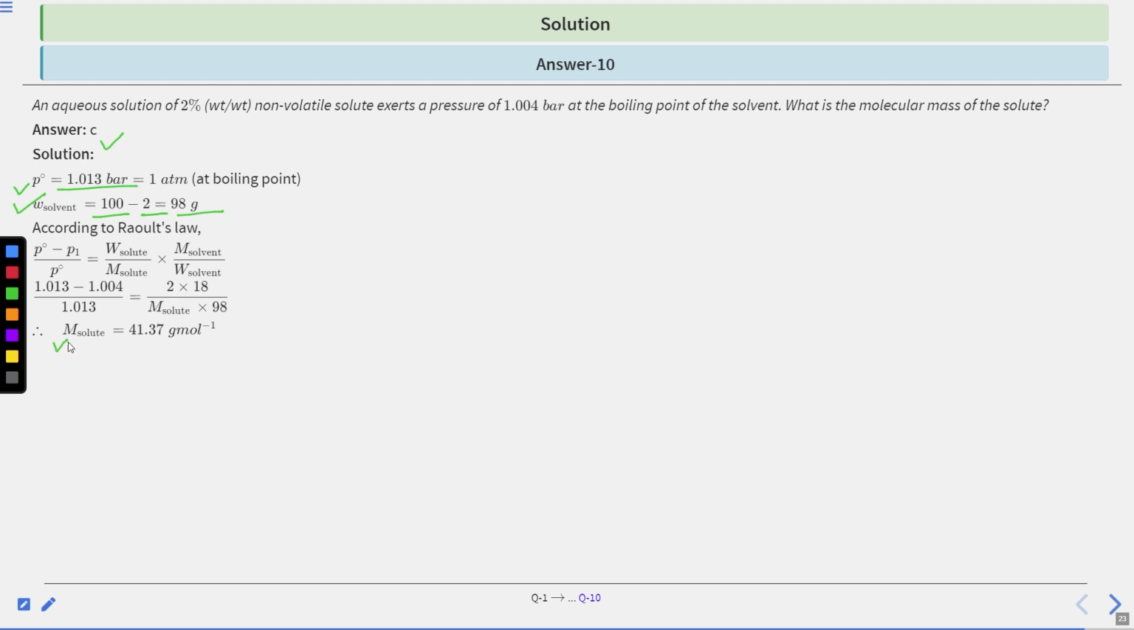And from here, the molar mass of solute is calculated as 41.37 gram per mole, right? Here in the first line, we have taken 1 atmosphere in bar, nothing else, okay? Because in the question, we have been given the pressure in bar. So this is the solution, and hence the correct answer is option C. Okay, thank you.